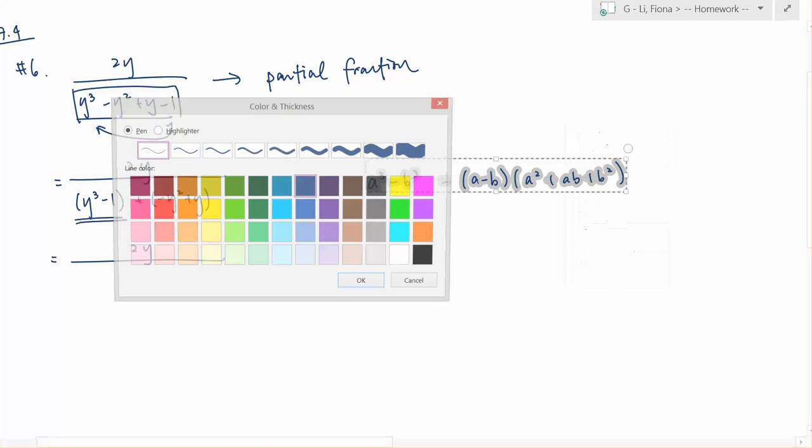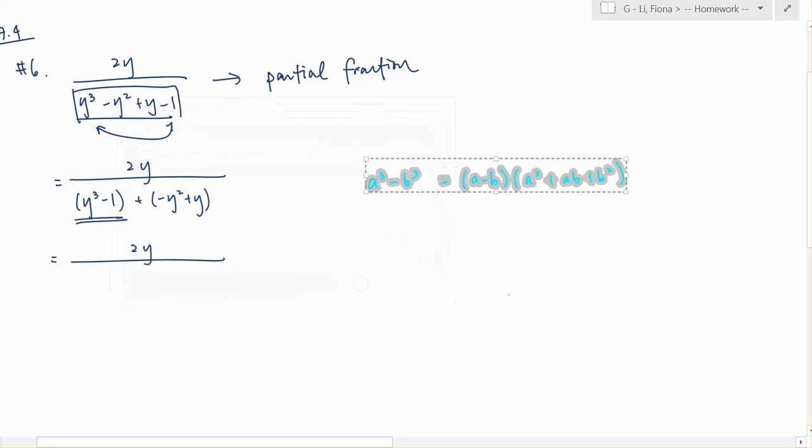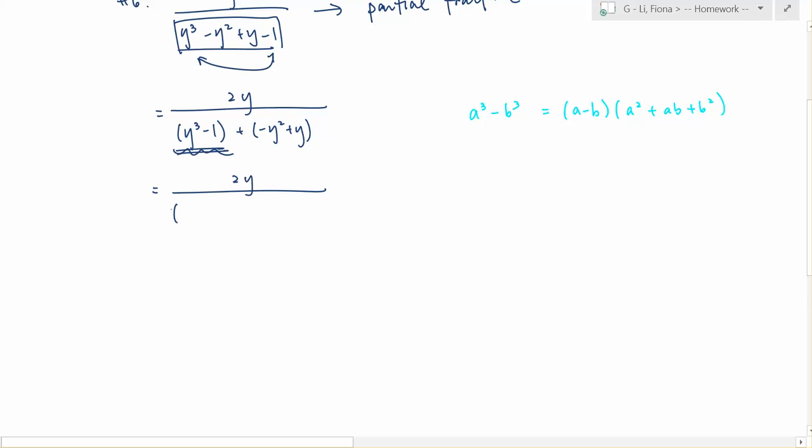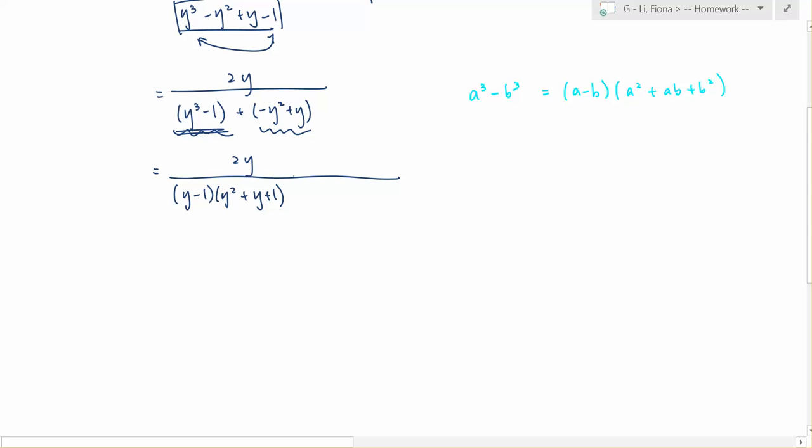And so using this identity, we can solve this chunk. And so what we will get is y minus 1 times y squared plus y plus 1. And then let's simplify this chunk a little. Let's factorize this chunk a little bit. And so we will get minus y times parentheses y minus 1. And so basically I've taken out this negative sign here and then I put it here, so that's why this becomes a negative.